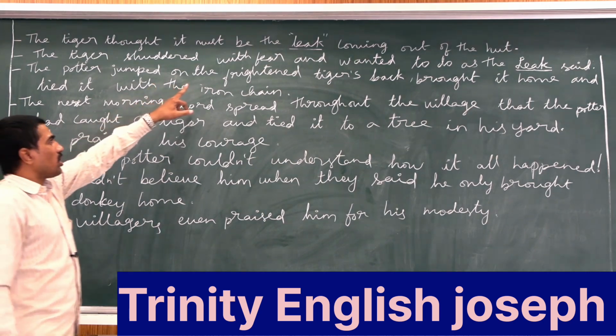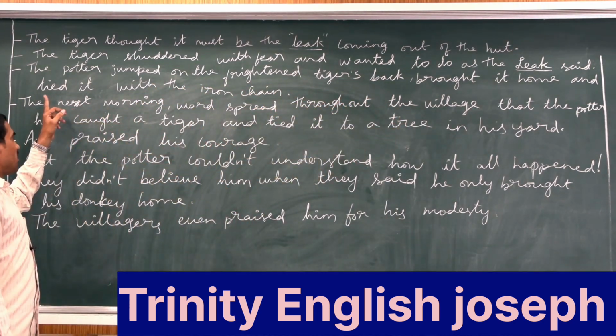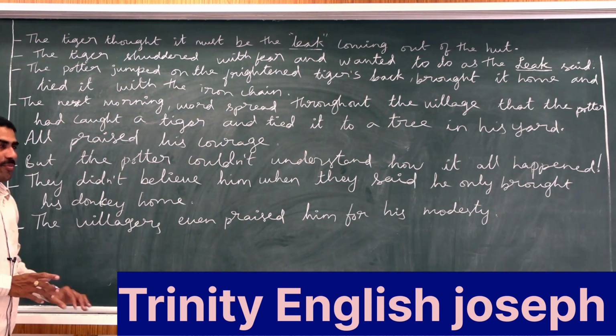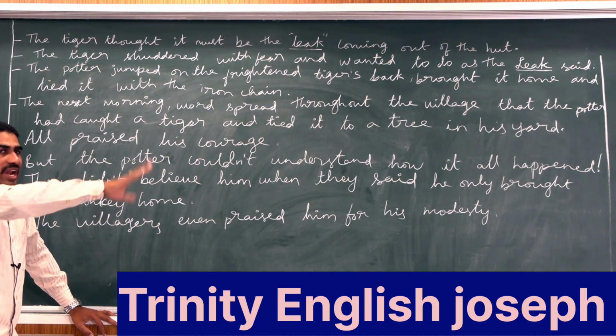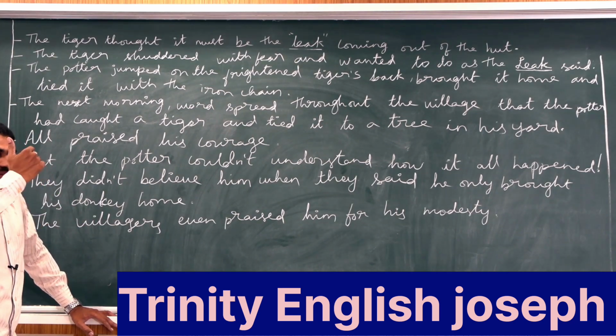The potter jumped on the frightened tiger's back, brought it home, and tied it with the iron chain. So when he brought it home, the potter thought his donkey would run away again. He tied it with an iron chain so that it won't run away.